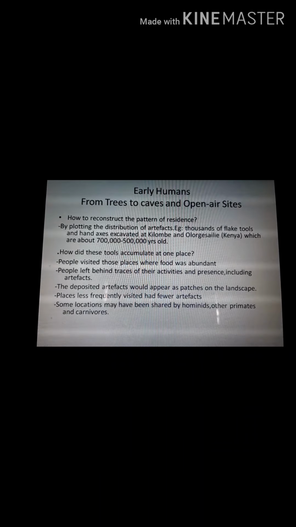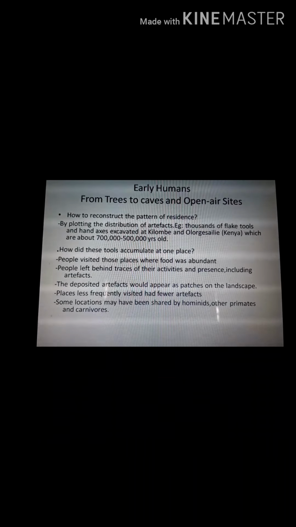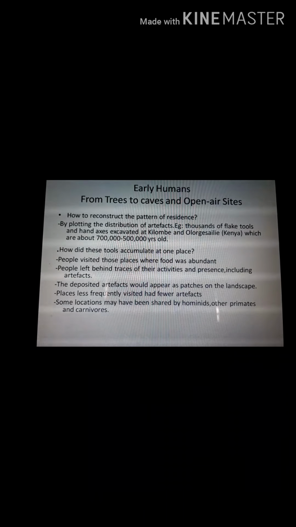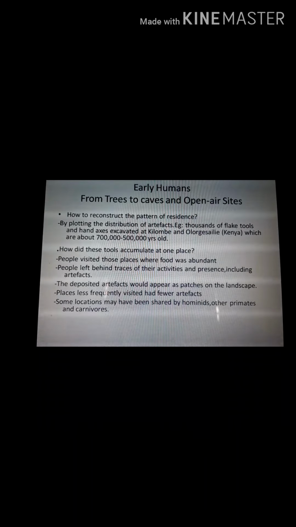Early humans: from trees to caves and open-air sites. Now, how to reconstruct the pattern of residence? By plotting the distribution of artifacts, that is, thousands of flake tools and hand axes excavated at Kilombe and Olorgesailie, Kenya, which are about 700,000 to 500,000 years old.